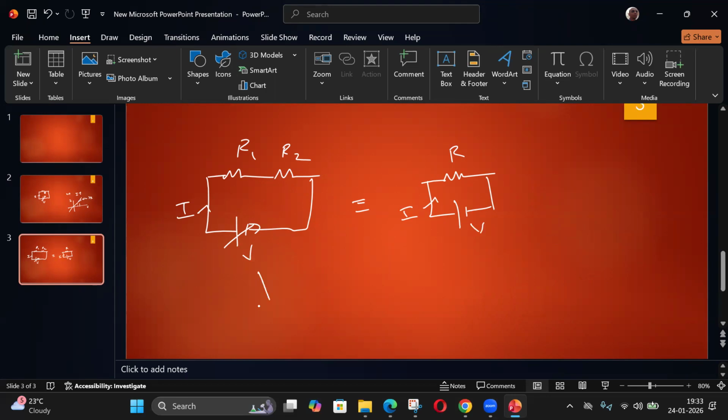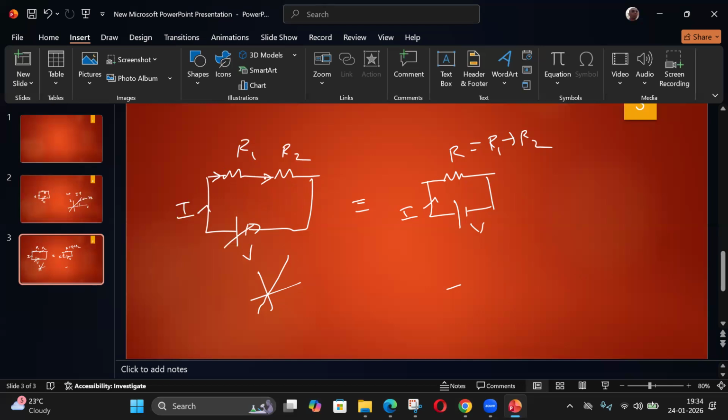If you draw V versus I for the two separate resistances, it will be some line like this. If you draw it for the single resistance, it will be exactly the same line. For that to happen, this R should be equal to this R1 plus R2. So this arrangement is called series. Series means whatever current is flowing in the first one, the same current should flow in the second one. Whatever current is flowing is not getting diverted, so it flows through R2 also.